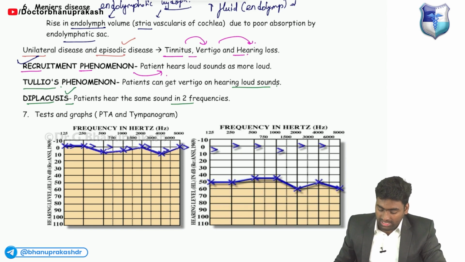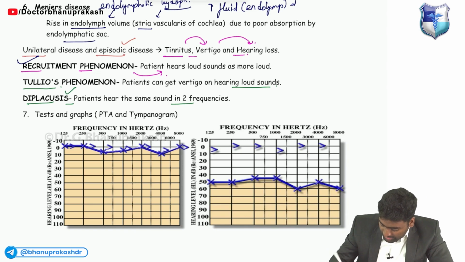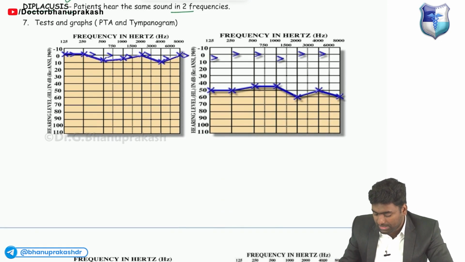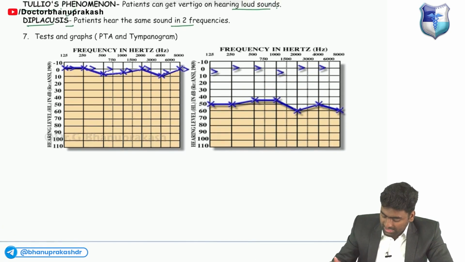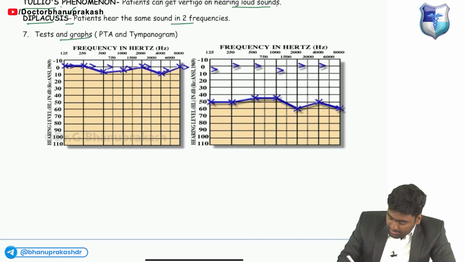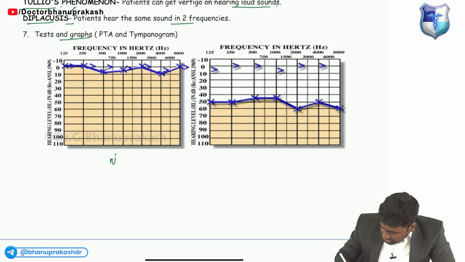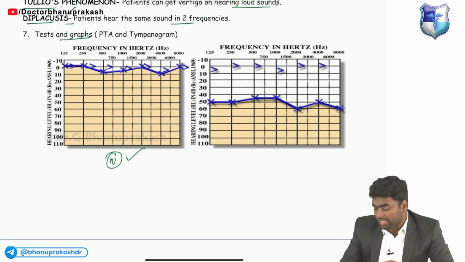Okay. Then we'll move on to some PTA findings. This PTA finding, if you see, is how a normal audiogram looks.